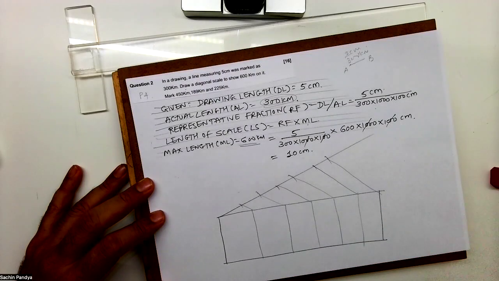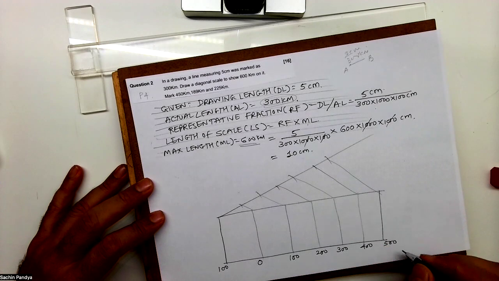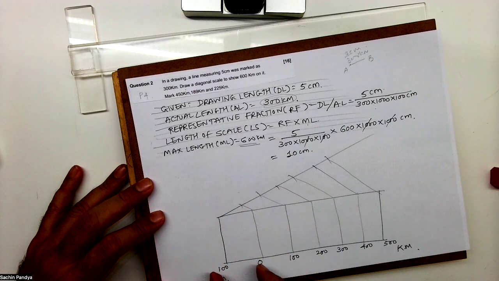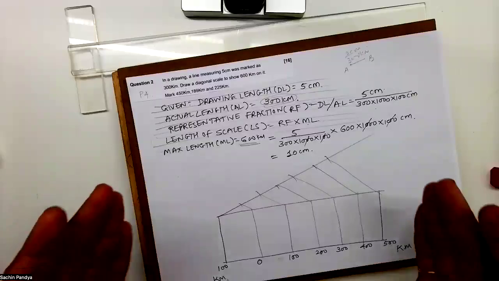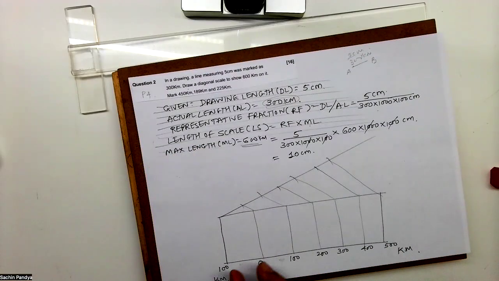But what I will write over here: 0, 100, 200, 300, 400, 500, and this will be also 100. Why? Because we have divided 600 meter into 6 parts. This is kilometer, this is also kilometer. Now when I divide this 100 into 10 parts, I'll get 10 kilometer each. See, total is how much? 600 kilometer. You divided 600 into 6 parts, so you got 100 kilometer each.